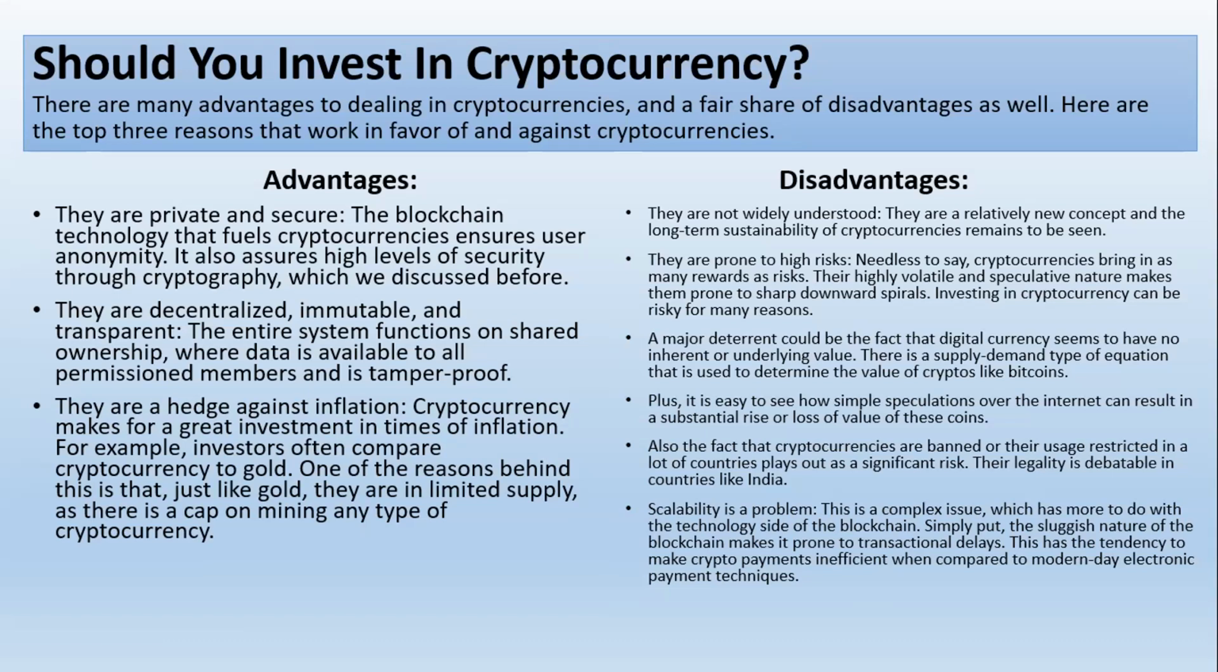Their high volatility and speculative nature naturally make them prone to sharp downward spirals. Investing in cryptocurrency can be risky for many reasons. A major deterrent could be the fact that digital currency seems to have no inherent or underlying value. There is a supply-demand type of equation that is used to determine the value of cryptos like Bitcoin. Plus, it is easy to see how simple speculation over the internet can result in a substantial rise or loss of the value of these coins.